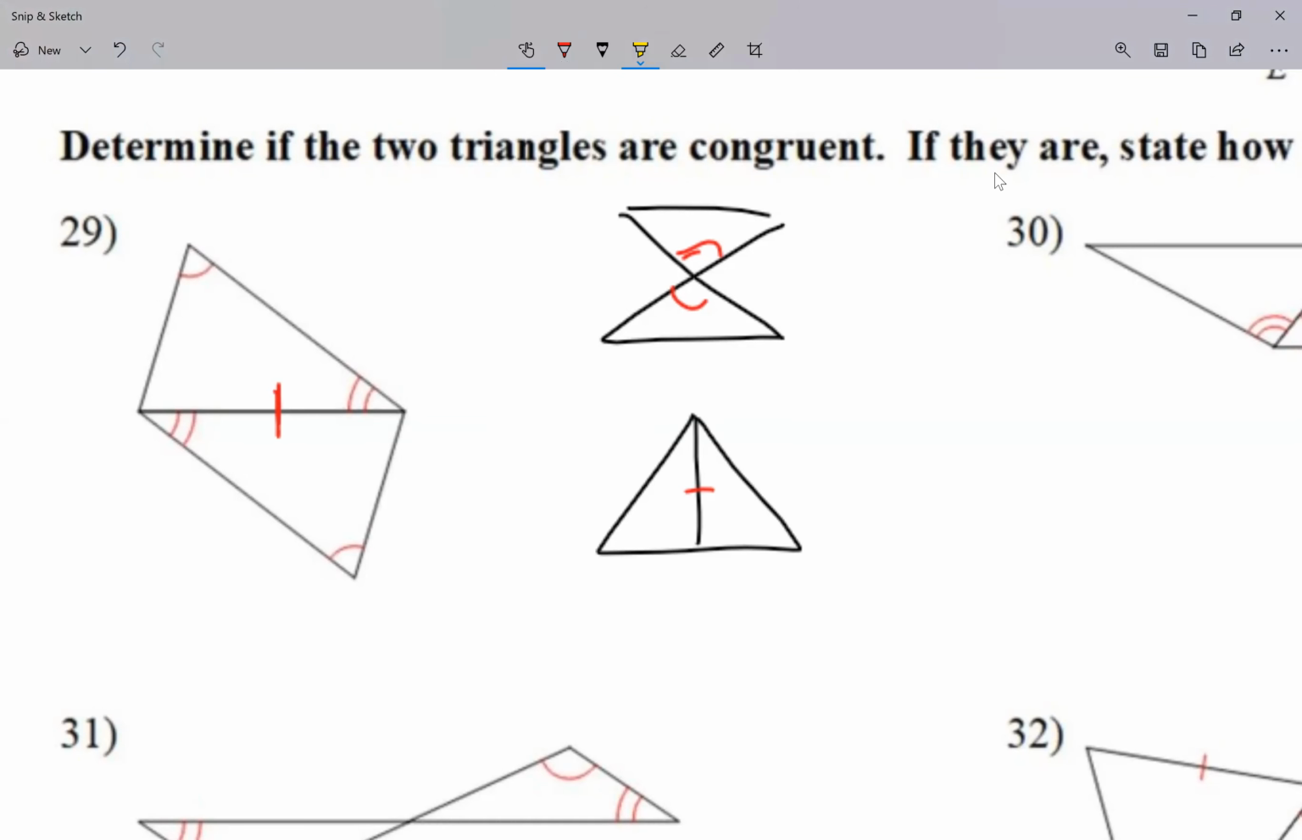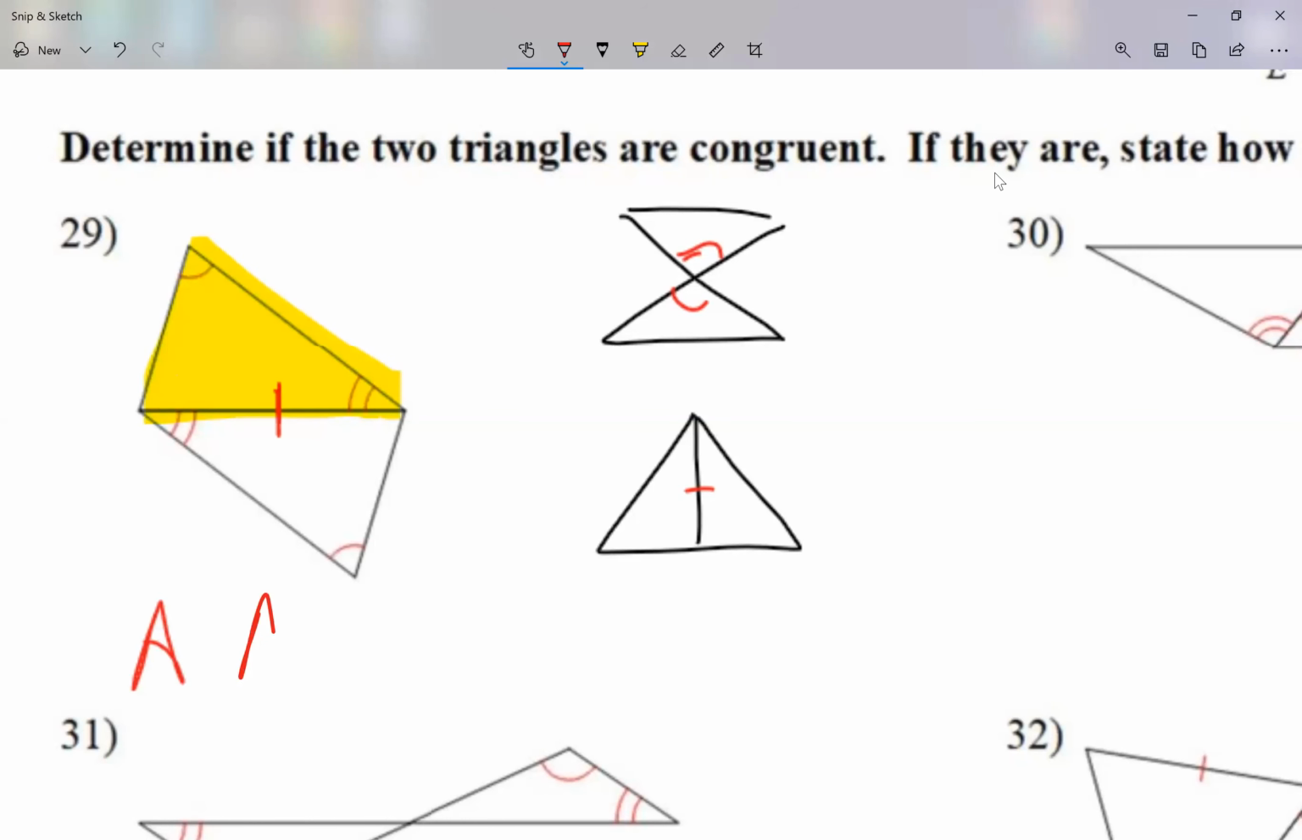Let me take a look at one triangle only. Here it says, determine if the two triangles are congruent. If they are, state how you know. Okay, cool. So what I'm going to do is always look for two markings, two angles or two sides, two of something. In this case, I have two angles. So let me write 2A's here.